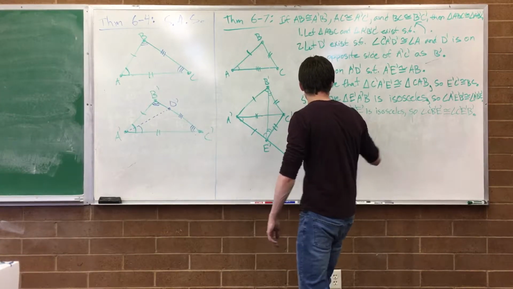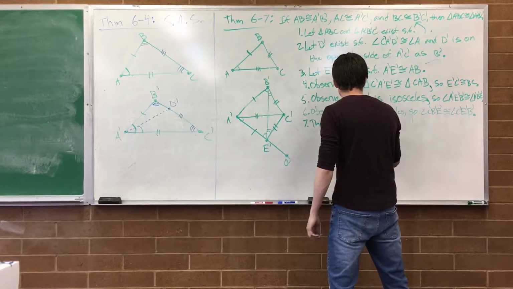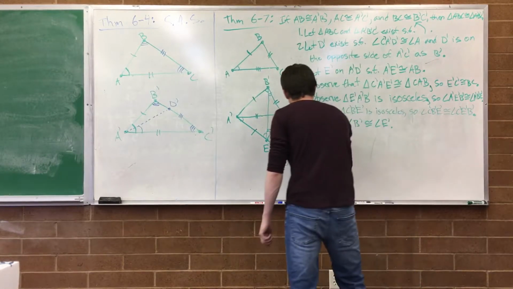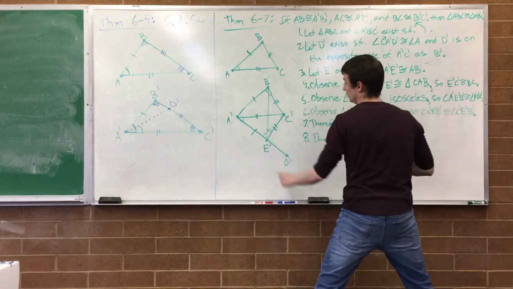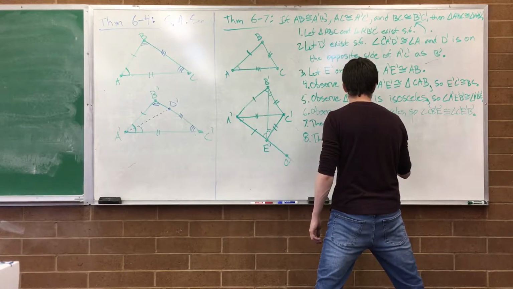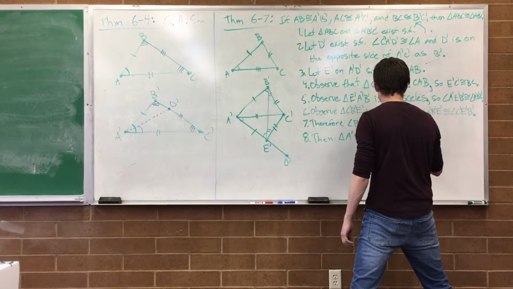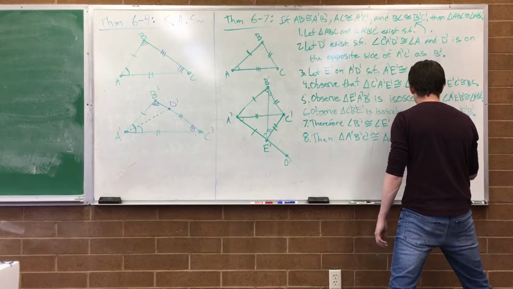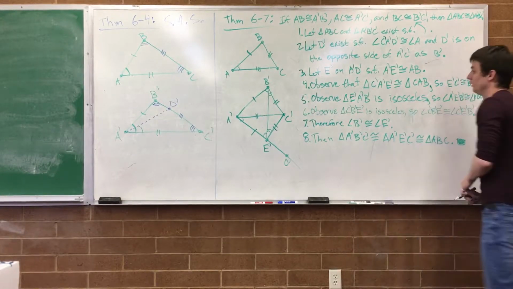Therefore, angle A prime, B prime, E prime is congruent to angle E prime, which is congruent to angle B. Then triangle A prime, B prime, C prime, triangle A prime, E prime, C prime is congruent to triangle ABC. And we're done.